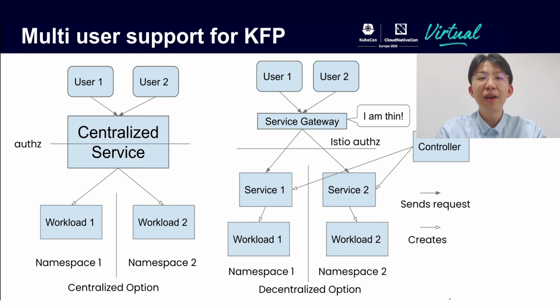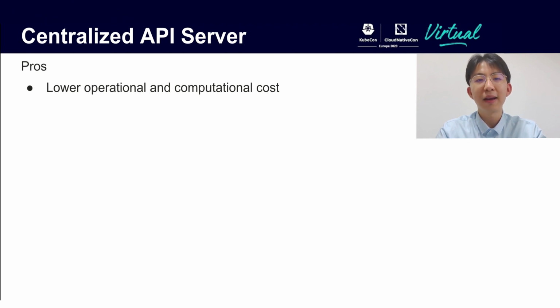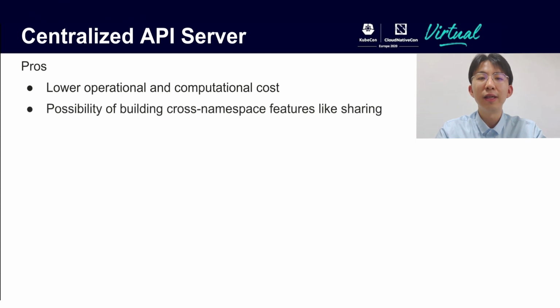So for the KFP API server, we decided to build a centralized one that takes namespace as previously described. A single instance means lower operational and computational cost. This is important especially because usually a platform team can handle KFP system operations like upgrade or backup, so data scientist teams can focus on their own work.